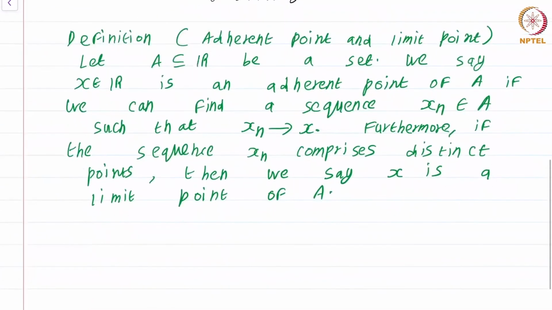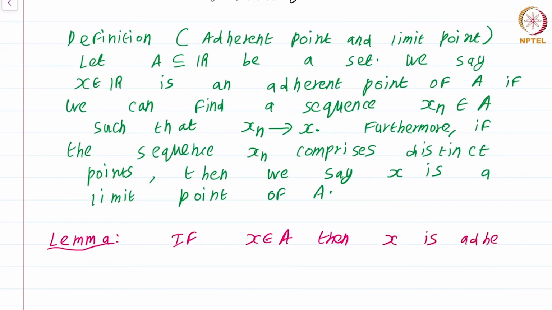Now, first lemma, which is so obvious that I'm going to leave it to you. Lemma: if x is an element of A, then x is adherent to A. Well, this is utterly obvious. If you have an element that is already in the set, it is infinitesimally close to that set. In fact, its distance from the set is in some sense 0. So this is such an obvious lemma that I'm not even going to bother proving it.